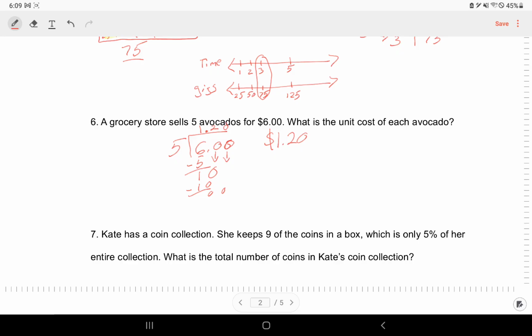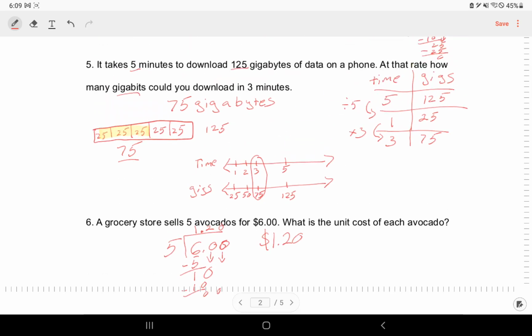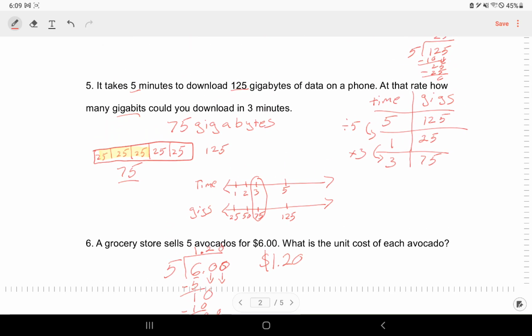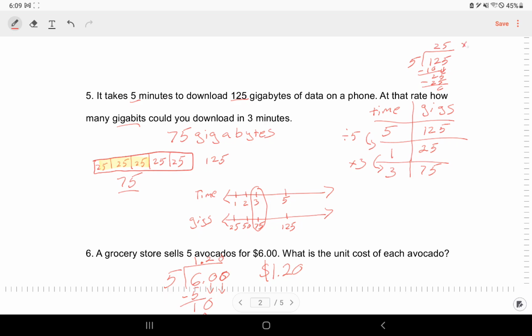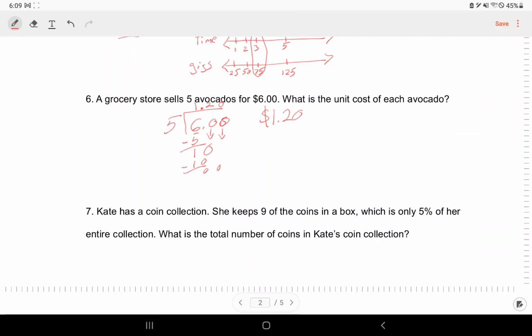Okay. Now, so that's finding the unit rate. And we could have done that for this one and then multiplied by 3. That's what we did right here, and then we could have said times 3. We could do a table here, but this is the quickest, most efficient way.